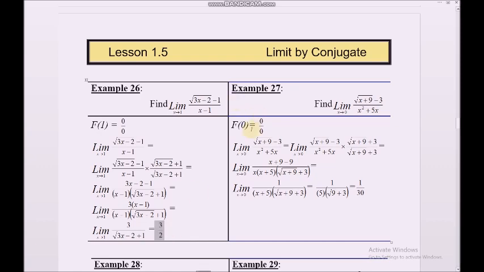Getting into example 27. Find the limit of the function square root of x plus 9 minus 3, over x squared plus 5x, as x tends to 0. First step also to do is making direct substitution. I did it. The result is 0 over 0. So we have to find a way, and this way to get the limit is multiplying numerator and denominator by the conjugate.